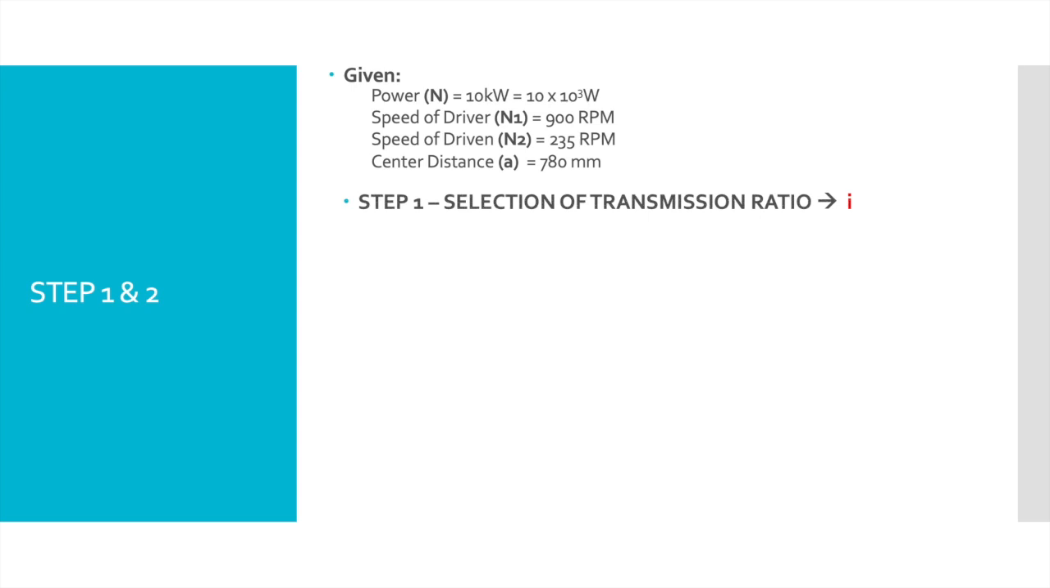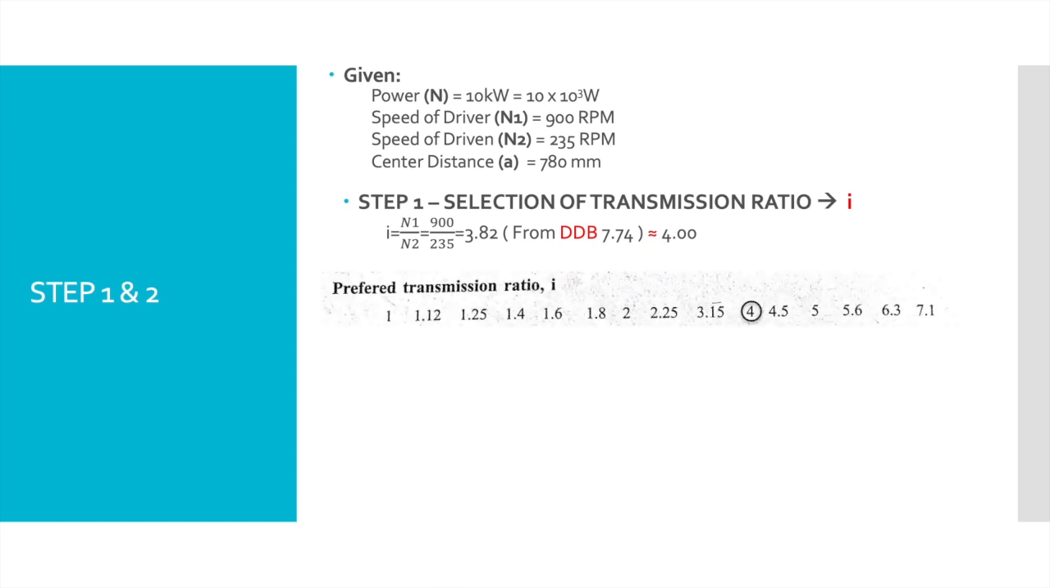Before we get started, the standard values and the approximation values are referred from the PSG design data book. So the given values are power, speed of driver, speed of driven, and center distance. The first step is selection of transmission ratio, which is indicated by the letter i. i is N1 by N2, which is 3.82. So from the design data book, page number 7.74, we can standardize the value as 4.